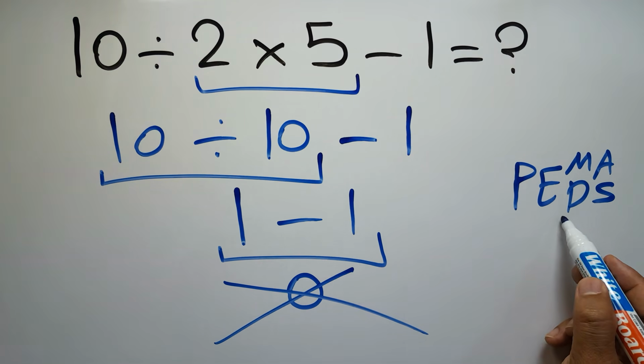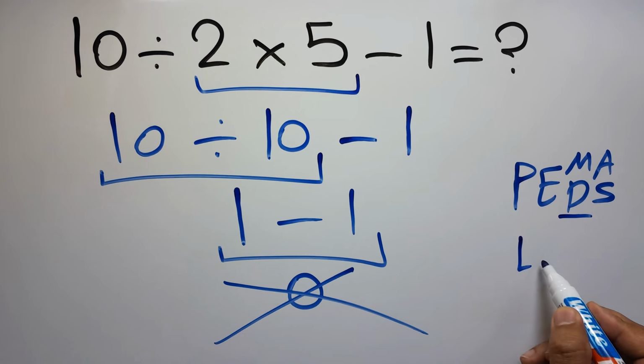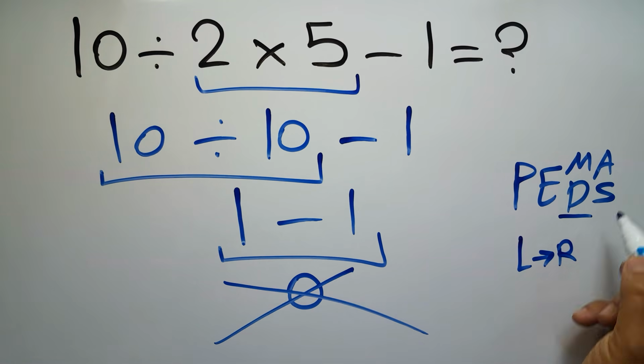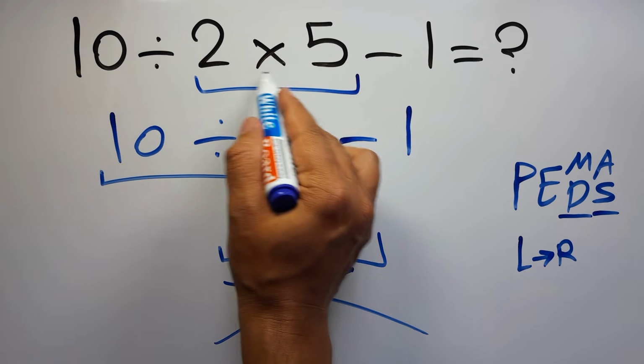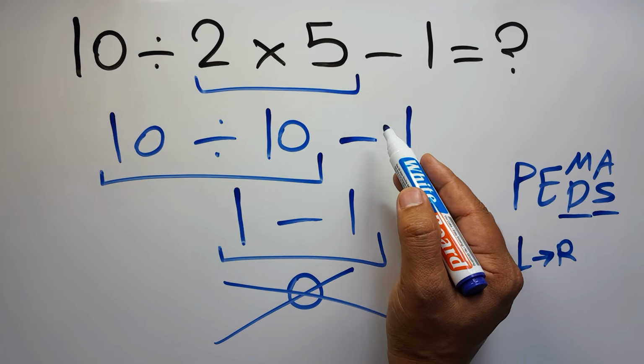Remember that multiplication and division have equal priority and we have to work from left to right. And the same applies to addition and subtraction. In this expression, we have one division, one multiplication, and one subtraction.